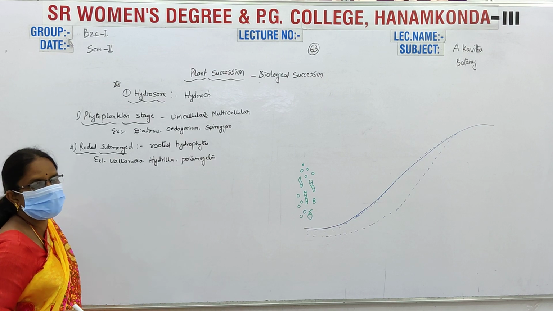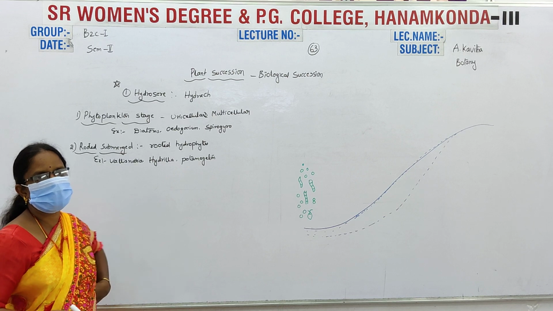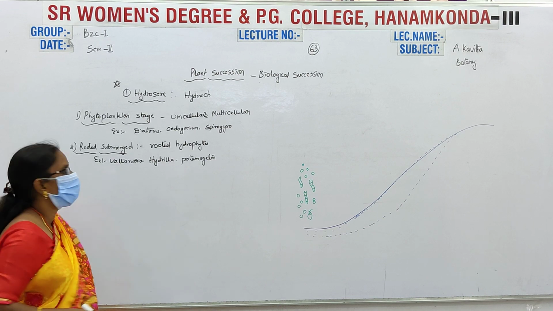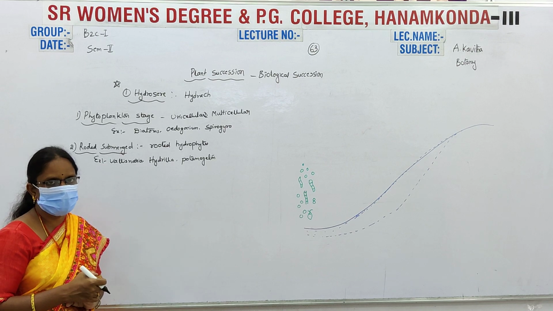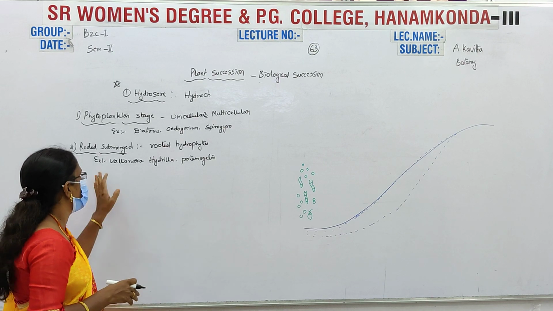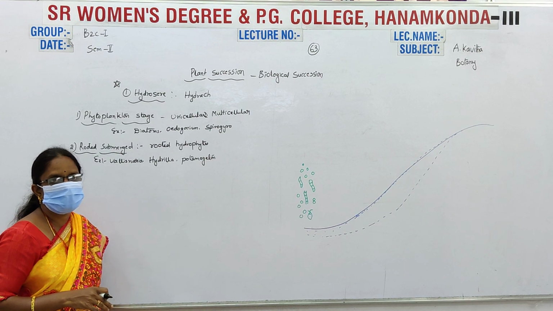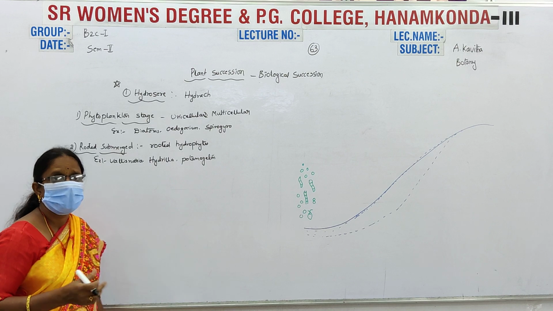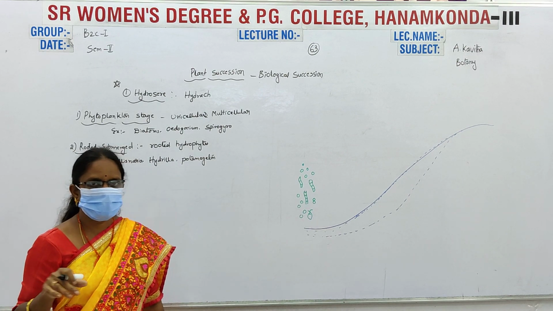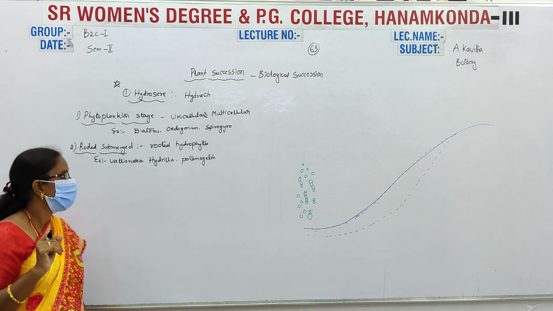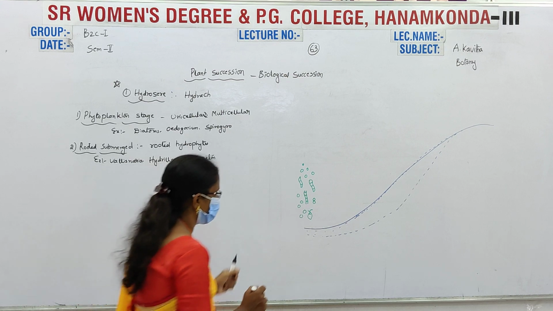In the rooted submerged stage, the hydrophytic plants are attached to the substratum by the roots, and the complete plant is present inside the water. For example, Hydrilla, Potamogeton are examples of the rooted submerged stage. The total plant body is submerged in water, but they are attached to the substratum through the roots.